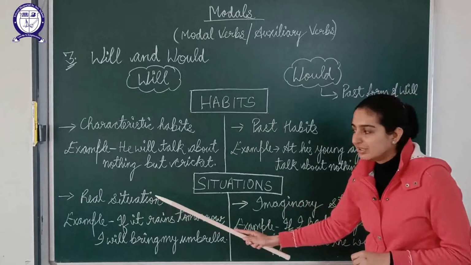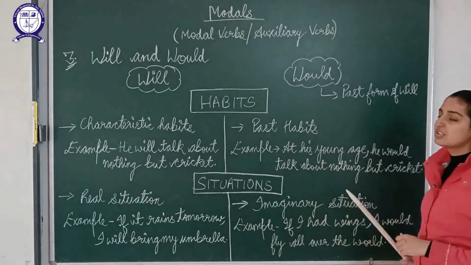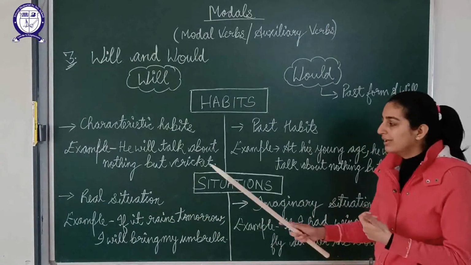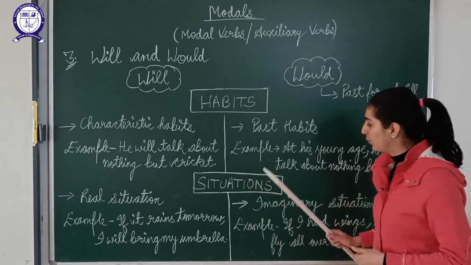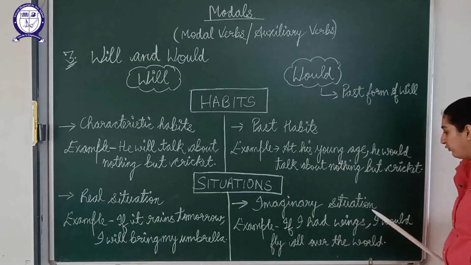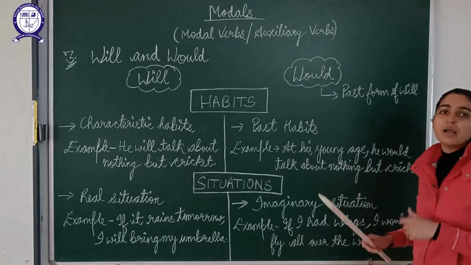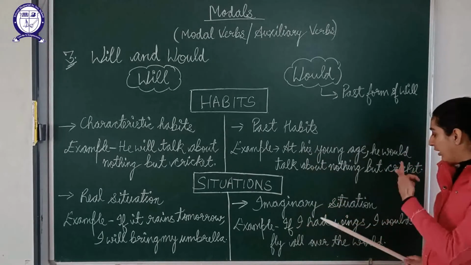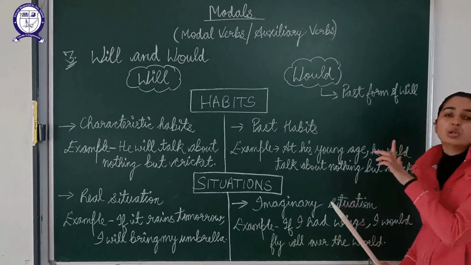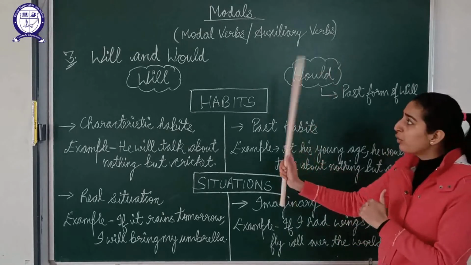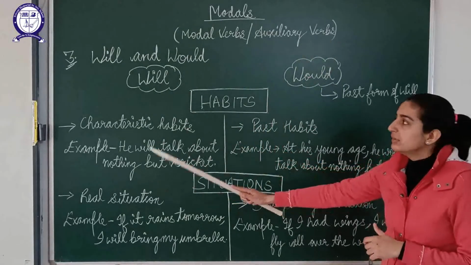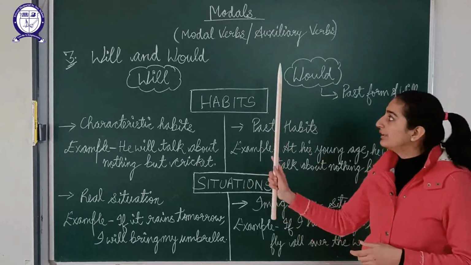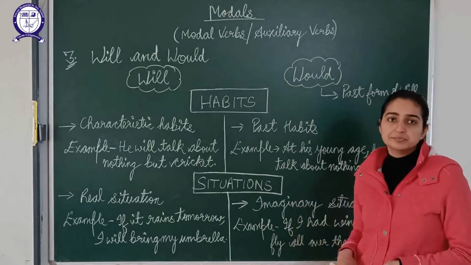Next, both talk about situations. Will shows the real situation, whereas would shows the imaginary situation. For example, if it rains tomorrow, I will bring my umbrella. It is a real scenario, real situation. Whereas here, if I had wings, I would fly all over the world. Means it is showing an imaginary situation. And one more thing, will is more certain, and would is less certain, right? So that is about will and would.